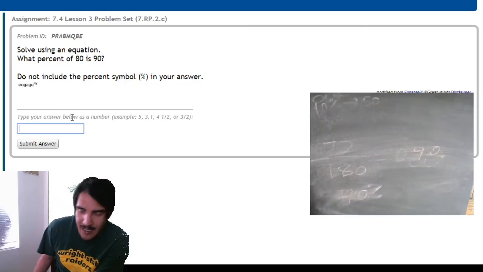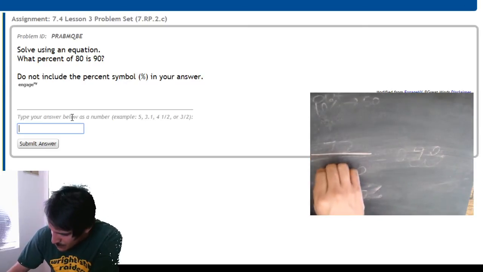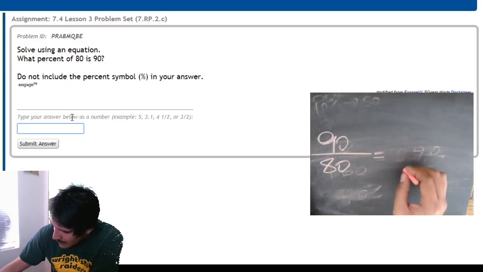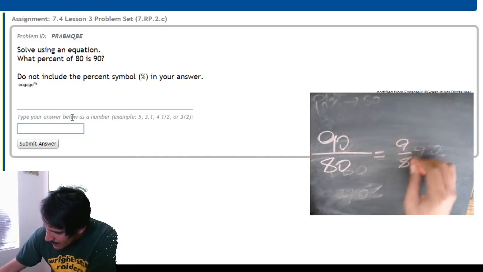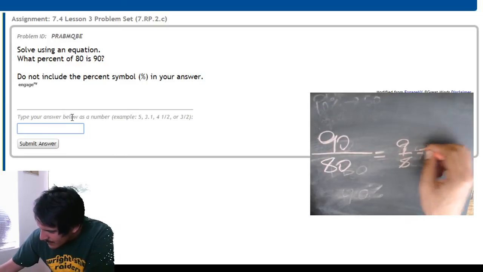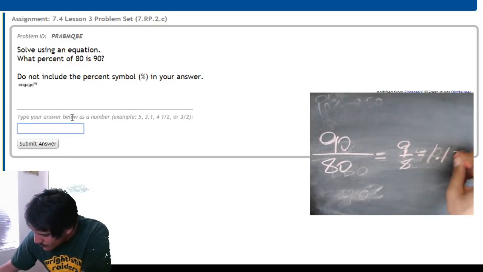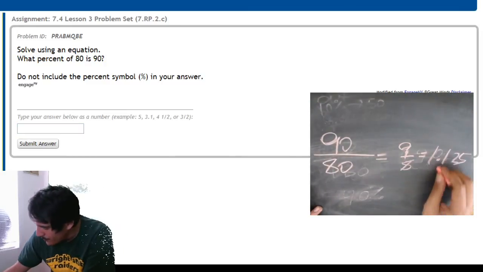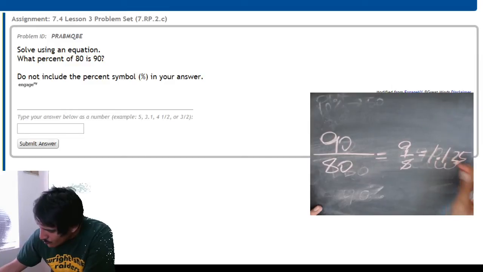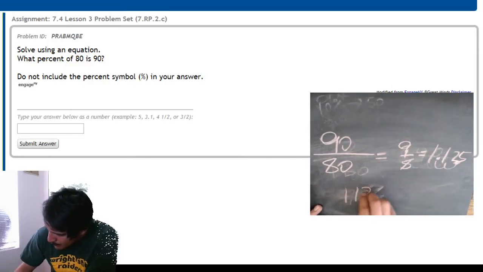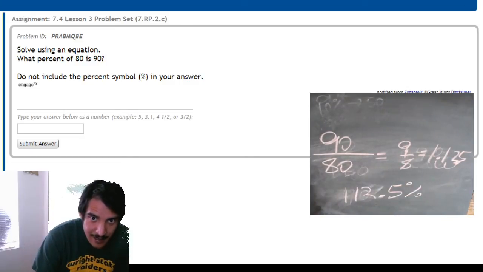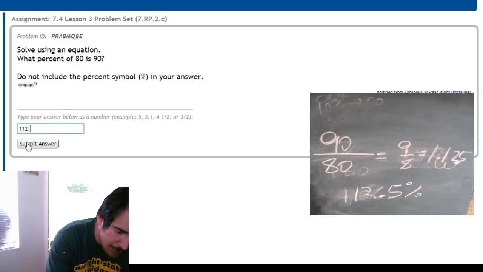Using an equation, what percent of 80 is 90? So they say what percent out of 80 is 90? So that's 90 out of 80. That's 9/8. And I know that if you do 9 divided by 8 on the calculator, I believe you get 1.125. If you get 1.125, you move your decimal over twice, so that way you can get your percent. So you get 112.5%. This is all fraction work.